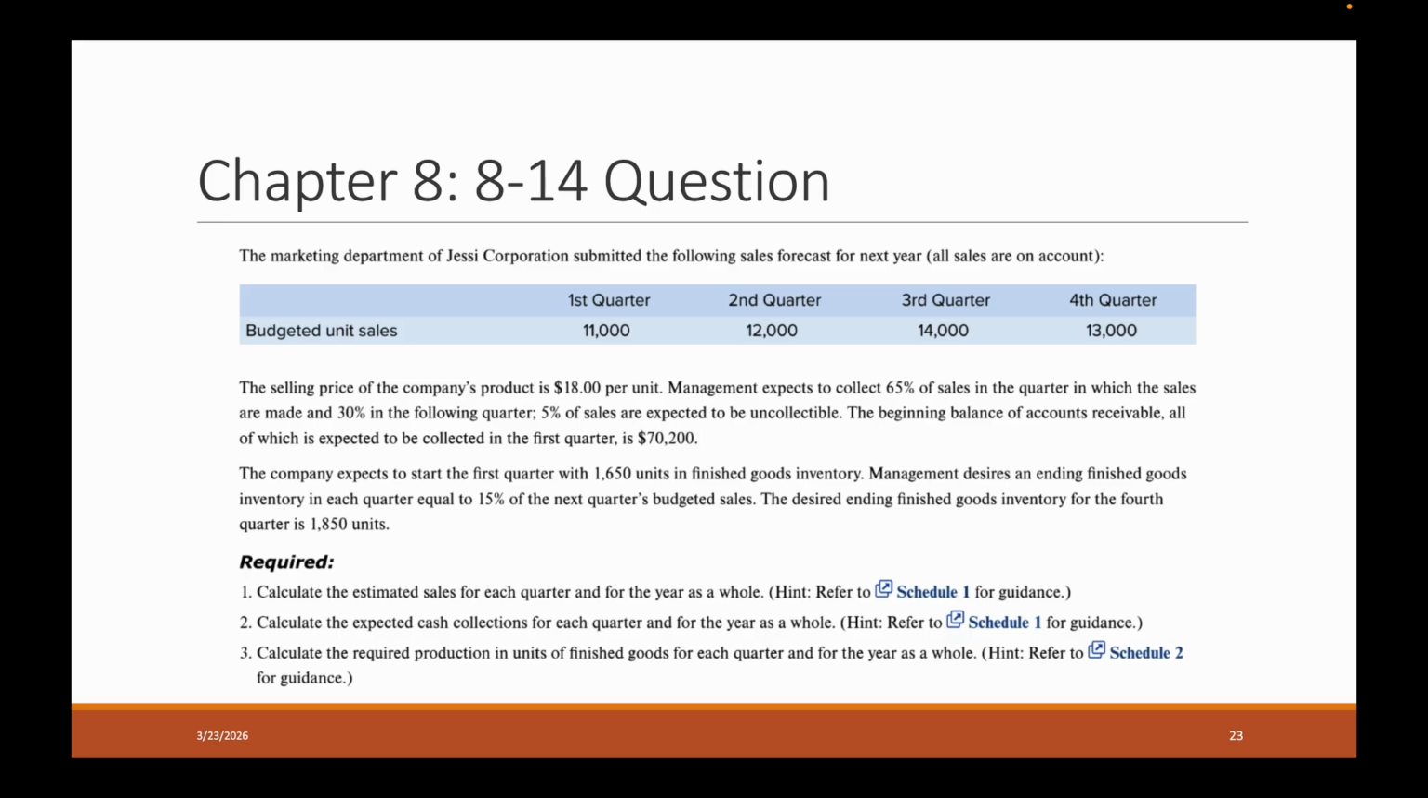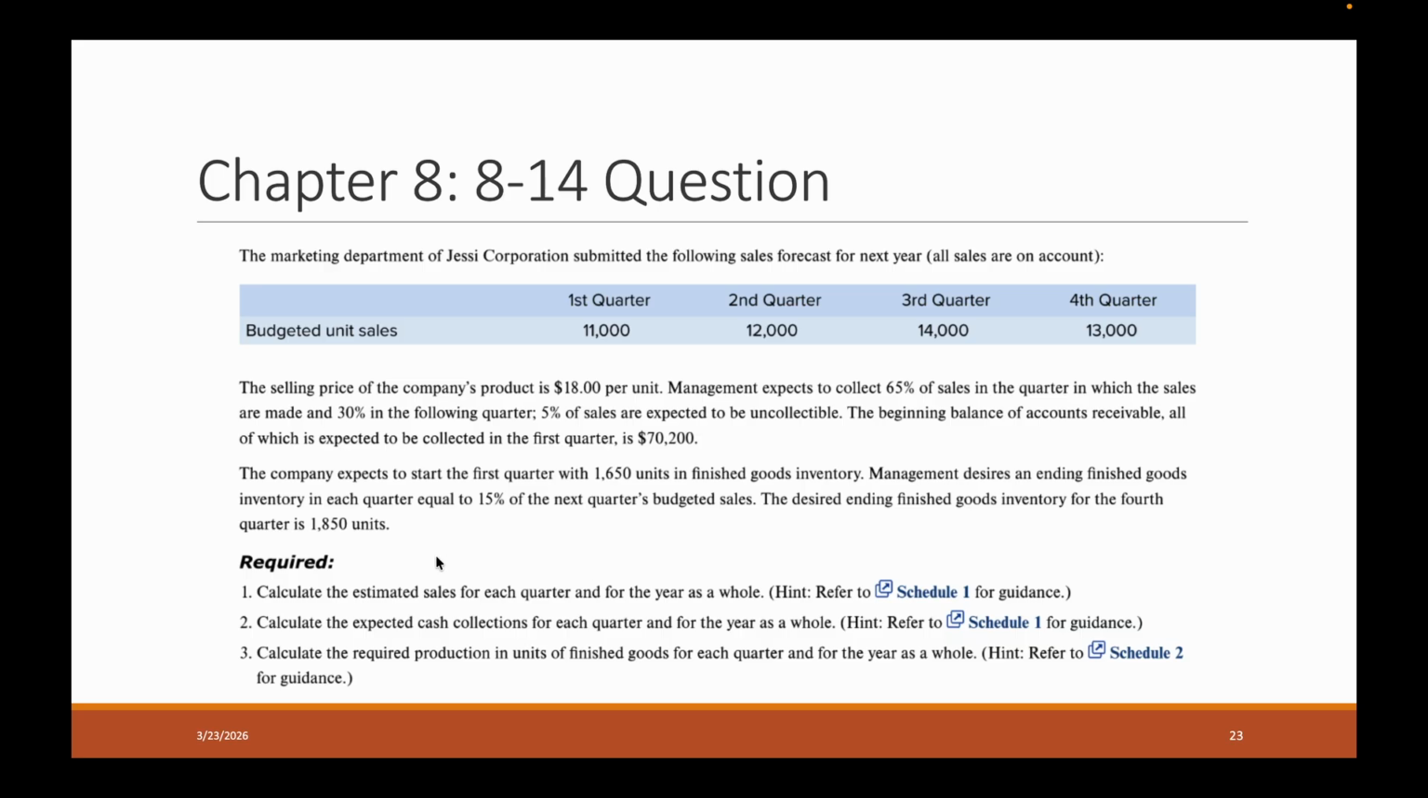The company expects to start the first quarter with 1,650 units in finished goods inventory. Management desires an ending finished goods inventory in each quarter to be equal to 15% of the next quarter's budgeted sales. The desired ending finished goods inventory for fourth quarter is 1,850. So it's important to write down and keep track of all these numbers. As you can see, there's about 10 numbers we all got to keep track of here in order to solve this problem. So what's required?